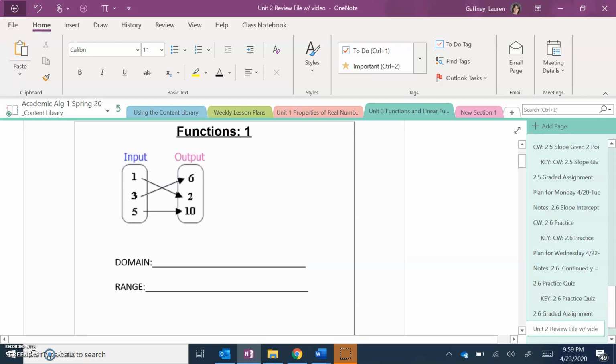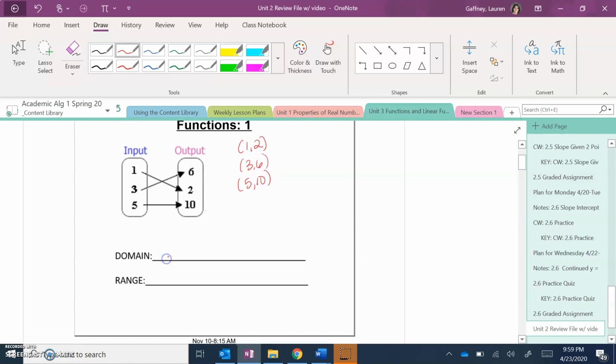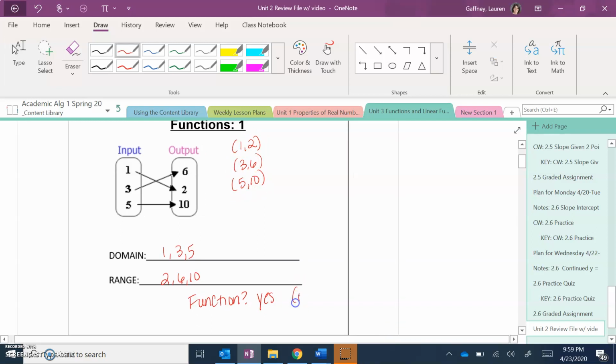So sometimes when they have mappings like this, I like to write them out as ordered pairs. So 1 goes with 2, 3 goes with 6, and 5 goes with 10. So the domain are the x values, so the 1, 3, and 5. The range are the y values, 2, 6, and 10. Now it doesn't ask, is it a function? But let's add that in here. Is it a function? Yes. And how do you know it's a function? Because none of the x values repeat.